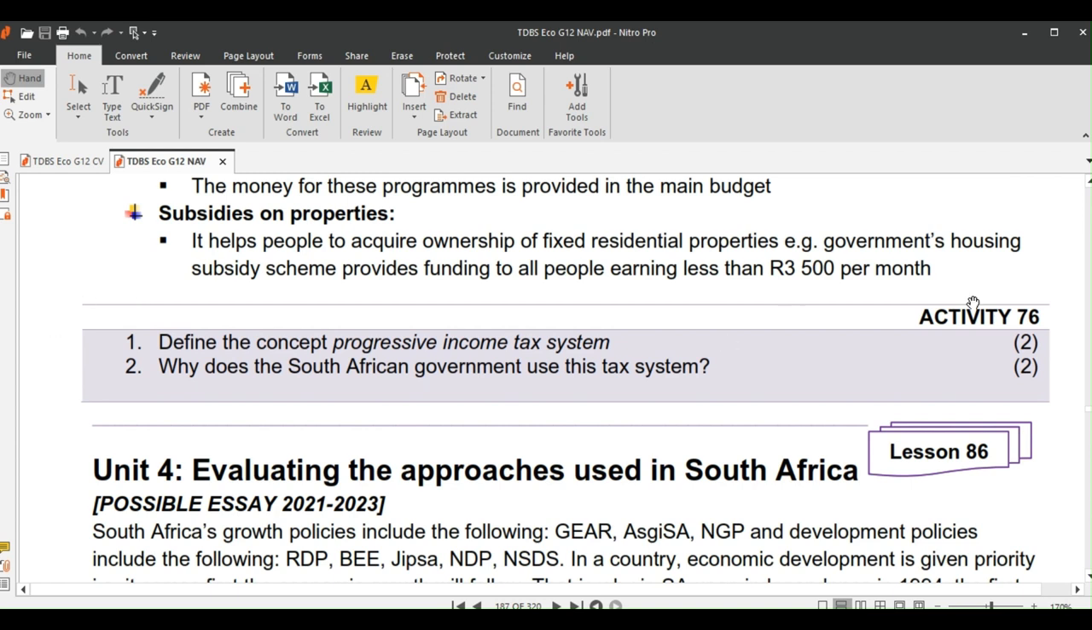As usual, I have homework for you. Number 1. Define the concept progressive income tax system. 2 marks. Number 2. Why does the South African government use this tax system? 2 marks.